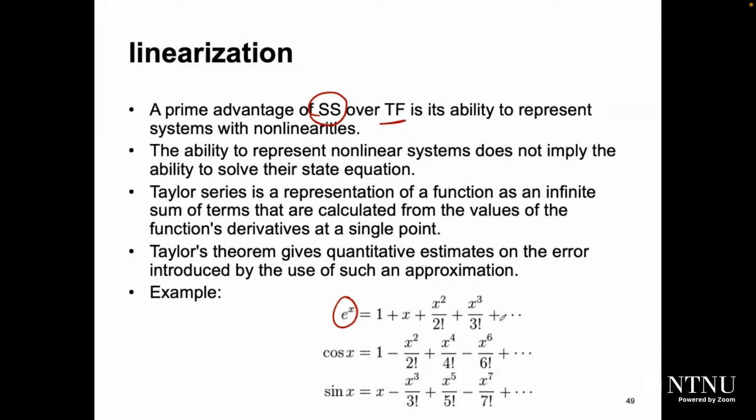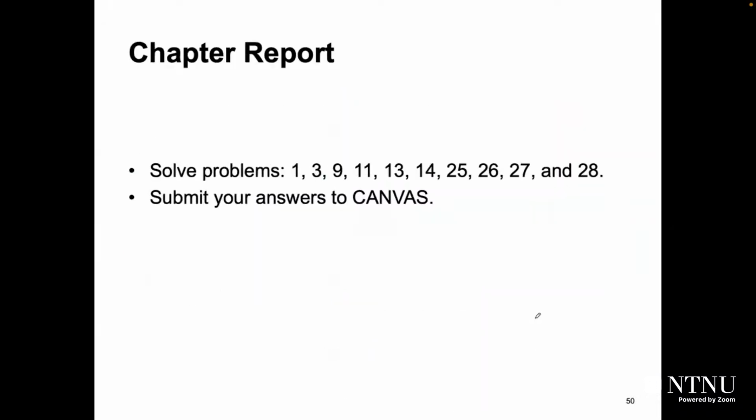So we can write e to the x as a summation of some terms. It could be 1 plus x plus x squared divided by factorial of 2 plus and so on. So there is a formula for each function. And usually when you try to linearize, we can just use maybe the first two terms, only that part, or the first 3 terms. So there are quantitative estimates on the error introduced by the use of such an approximation. So we can just use Taylor series expansion for linearizing some elements in our system, but we will not go into it, and we will try to make things simple.